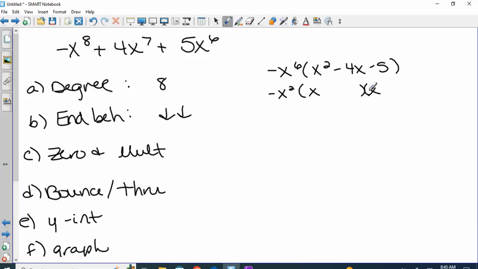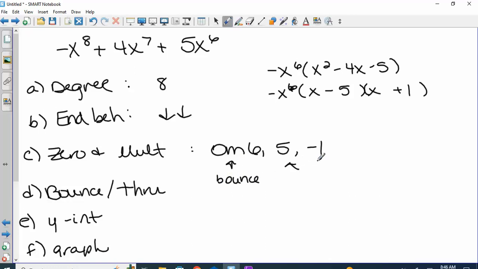I'll put x squared. So multiply to negative 5 and add to negative 4 would be negative 5 and positive 1. So my zeros would be 0 with multiplicity 6, 5, and negative 1. So my 0 would bounce. The 5 and negative 1 would go through. How do we find a y-intercept? So if all my x's are 0, you get 0 times negative 5 times 1, which is 0.